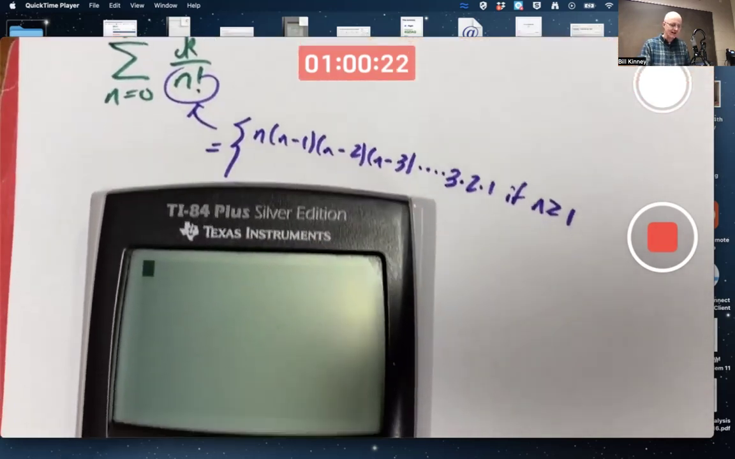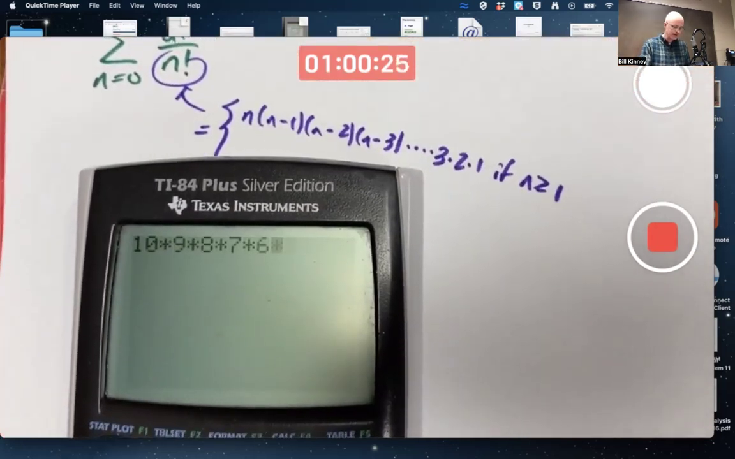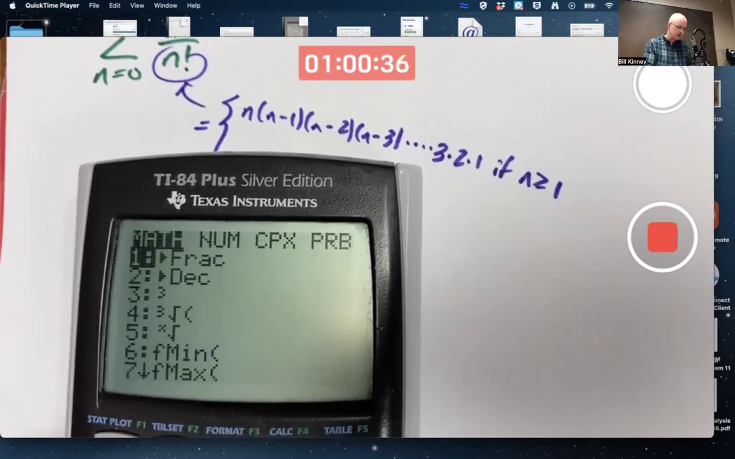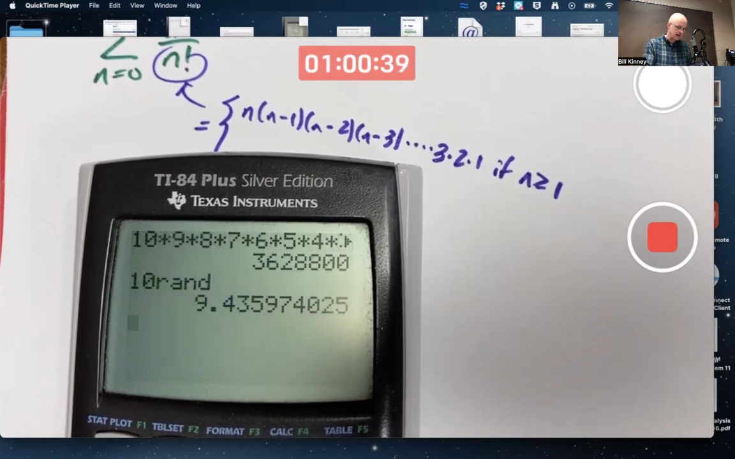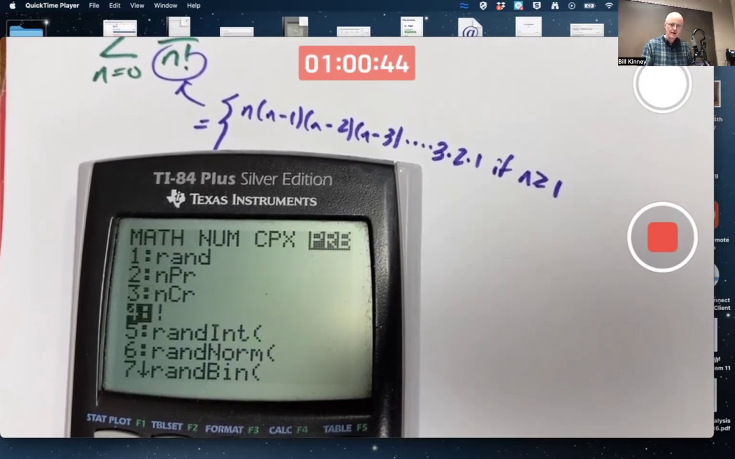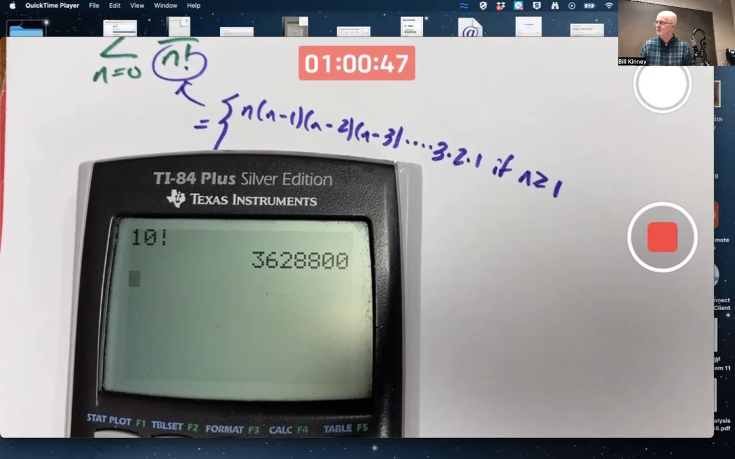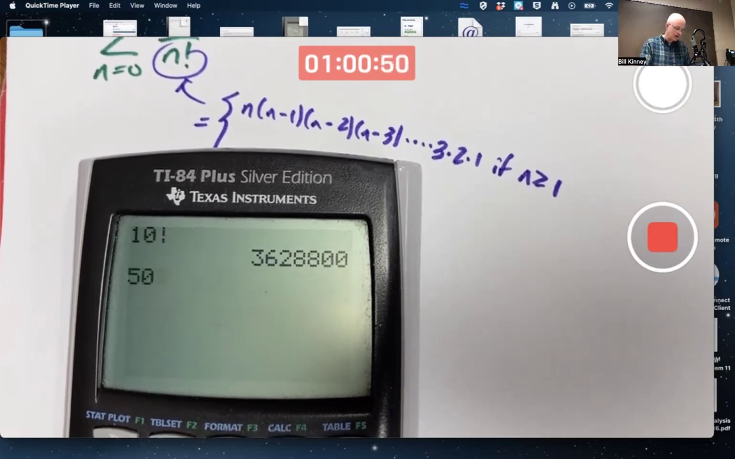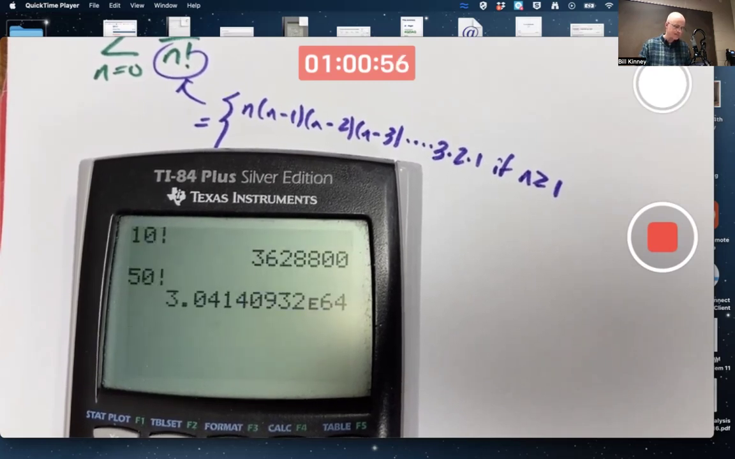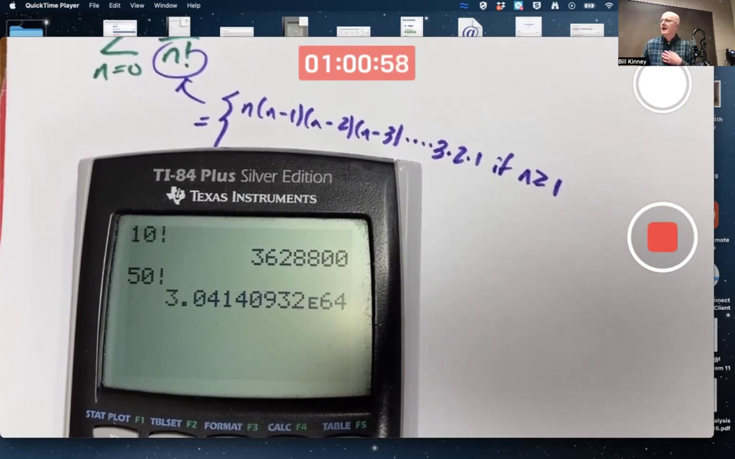Factorials grow big fast. 10 factorial is 10 times 9 times 8 times 7 times 6 times 5 times 4 times 3 times 2 times 1. 10 factorial is 3,628,800. I could also do that by going to my math menu to probability, and there's an exclamation point. 50 factorial is very, very big. 3 times 10 to the 64th. Okay, factorials grow very big, very rapidly.